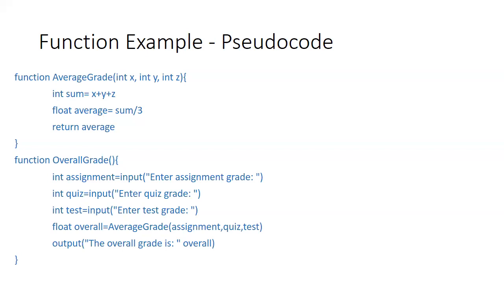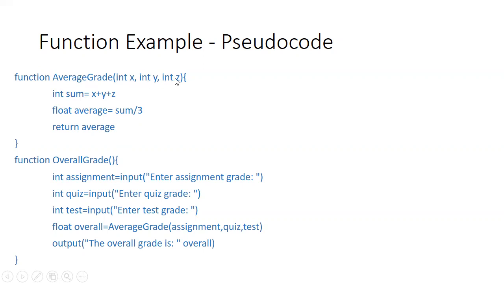So what you're looking at now is not Python. What you're looking at now is pseudocode. I hope that you would remember what the differences are between Python and pseudocode. In Python, we use the keyword def. Here we just use function. Then we've got the name of our function.